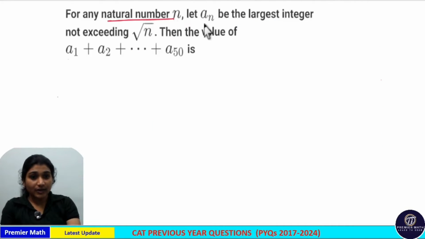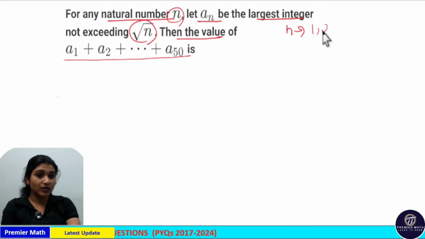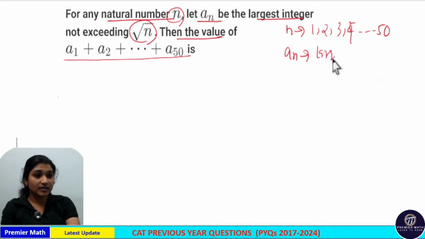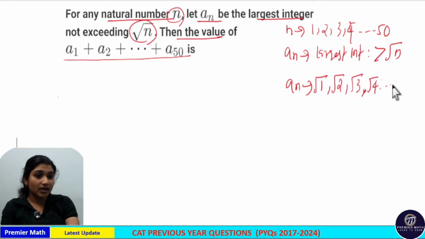For any natural number n, let a_n be the largest integer not exceeding root n. Then find the value of a1 plus a2 plus etc. up to a50. Here n is a natural number, so n can be 1, 2, 3 up to 50. And a_n is the largest integer not exceeding root n, which means a_n can be the integer value of root 1, root 2, root 3, root 4, etc. up to root 50. Here for a_n, take the integer value.